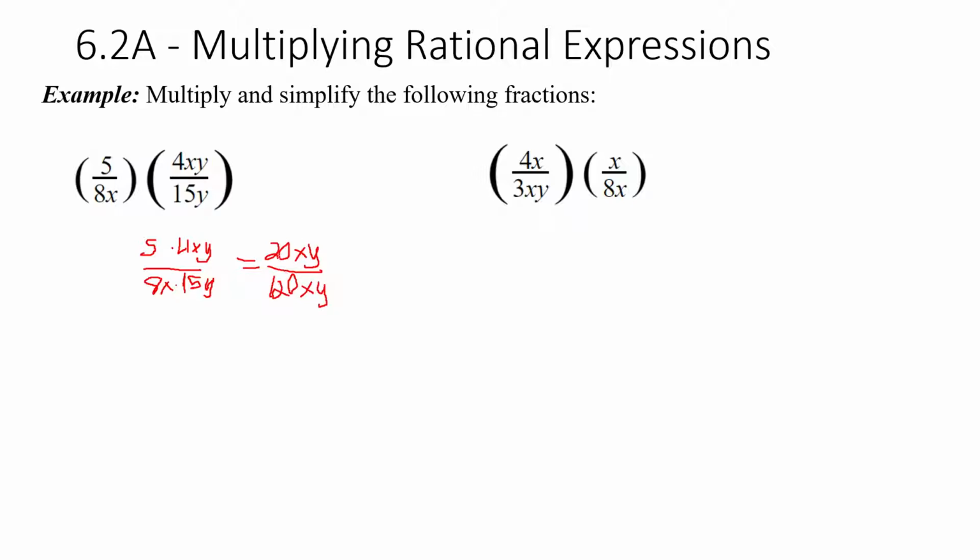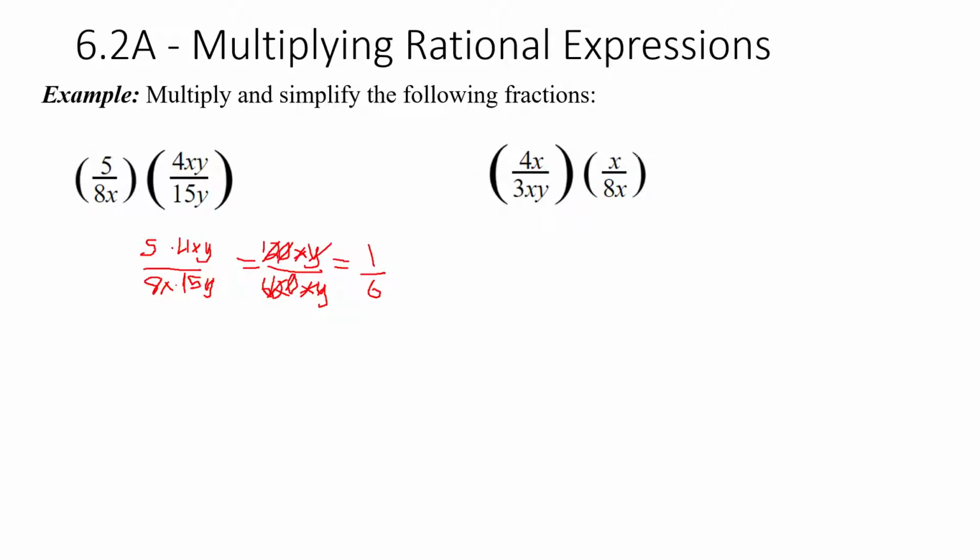The common factors in the top, we can simplify 20 and 120. We can divide them both by 10, and then 2 over 12 we can divide by 2, and you get 1 over 6. X divided by x cancels, y divided by y cancels, so 5 over 8x times 4xy over 15y simplifies to 1/6.